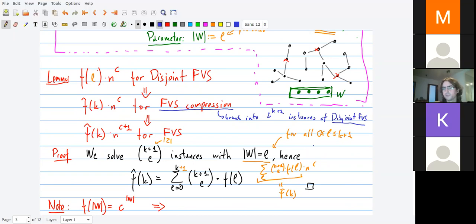So what we essentially did: in order to solve one instance of feedback vertex set compression, we are solving 2^k+1 instances of disjoint feedback vertex set. If disjoint feedback vertex set can be solved in fixed parameter time, then so can compression, because we are just multiplying by 2^k+1. What happens below is a more specific estimation of the running time. The proof here is the proof of the step from an algorithm for disjoint feedback vertex set to feedback vertex set compression. Yes, this implication we already did on the previous page.